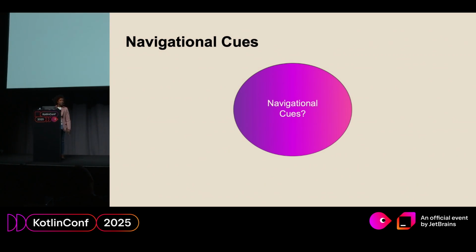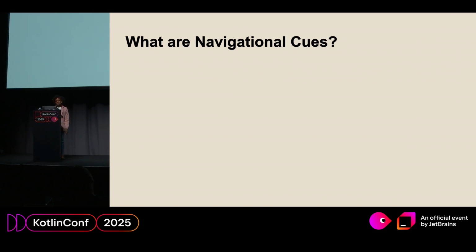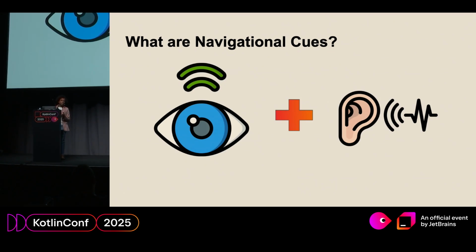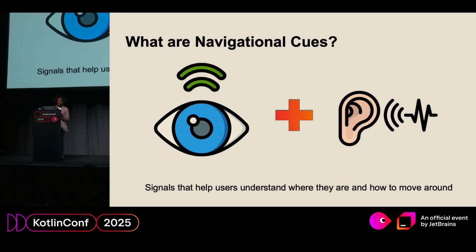But what exactly are navigational cues? These help the user throughout the interface. They're usually visual and auditory signals that help people understand where they are and how to move around the app. You can think about being able to navigate your app in a logical order. This can include how focus moves from one interactive element to another and how headings and lists are read in a meaningful sequence.